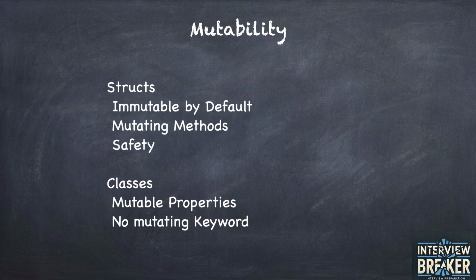How about mutability? Structs are immutable by default. If you declare a struct instance as a constant using let, all its properties are immutable. To modify properties within a method, you need to mark it with the mutating keyword. This promotes safety by encouraging immutability. Classes have mutable properties. Properties declared with var can be changed regardless of whether the instance is assigned to let or var. There's no need for a mutating keyword.